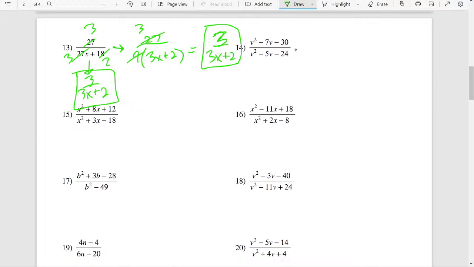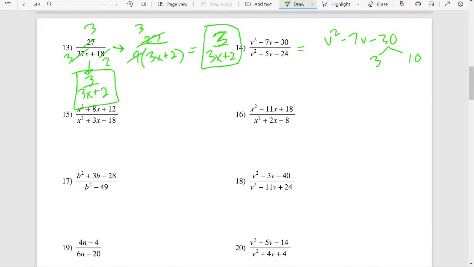Now, 14, again, is a little different because now we have a trinomial over a trinomial. It's not too different, but one thing that's a little different is we need space to be able to do both. So I'm going to rewrite the numerator over here and then factor it. I need two things that multiply to 30, and those same two things have to subtract to 7.